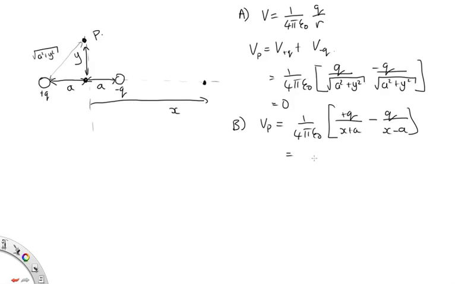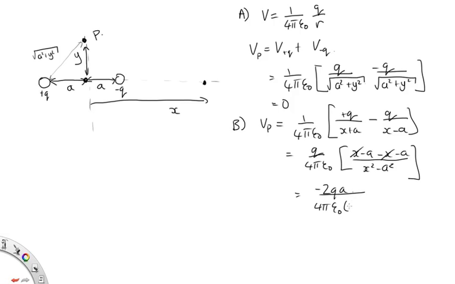So this is equal to q over 4 pi epsilon naught, pulling q out as a common factor, and then we'll have a common denominator, x plus a times x minus a, which is x squared minus a squared. Here we've got x minus a minus x minus a. This and this will cancel out, and so we end up with minus 2qa over 4 pi epsilon naught times x squared minus a squared. So that's our answer to part B.